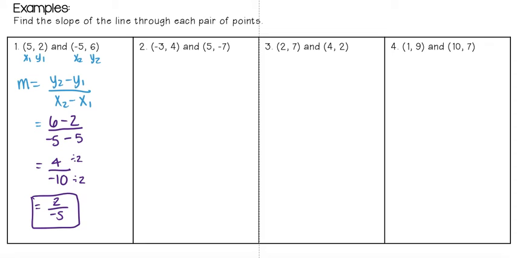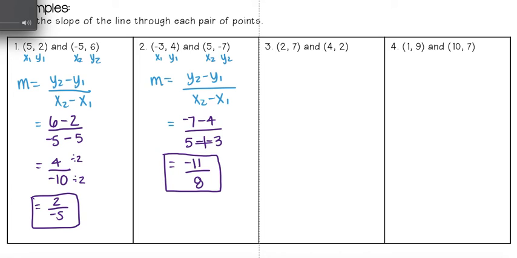Okay, go ahead and pause the video. I want you to try and do number 2 on your own. So the answer you should have gotten here was negative 11 over 8. So I subtracted my y's and got negative 11. For subtracting my x's, I need to be careful because I was subtracting a negative. And so whenever you see two negatives next to each other, I always just like to make a big positive. So I really do 5 plus 3 to get 8.